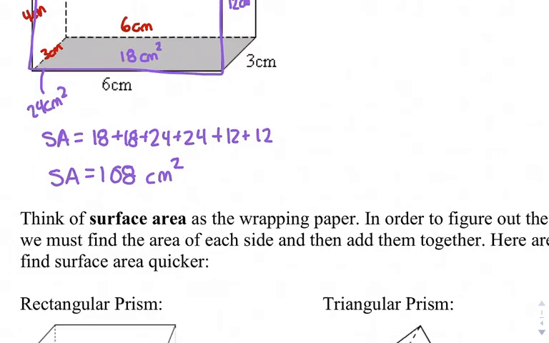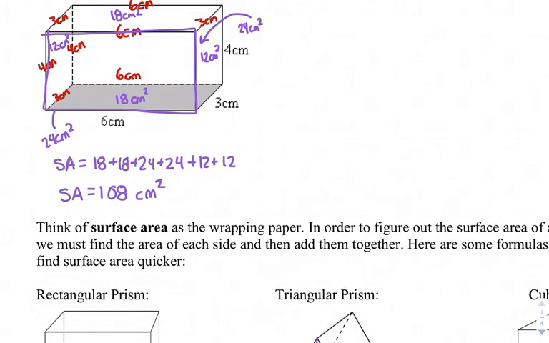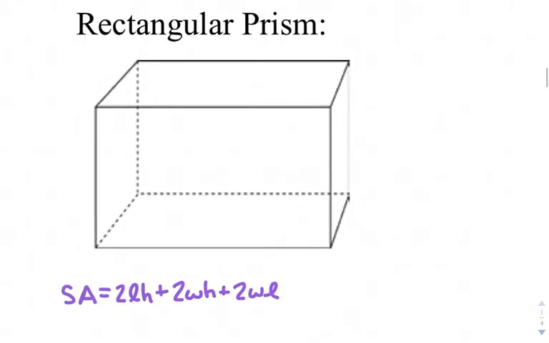I want you to think of surface area as wrapping paper. So in order to figure out the surface area of a prism, we must find the area of each side and then add them together. Well, that took a long process. So let's see if there's some formulas that could help us out. For a rectangular prism, the surface area equals 2LH plus 2WH plus 2WL. What that is saying is your L is your length. So that means length.